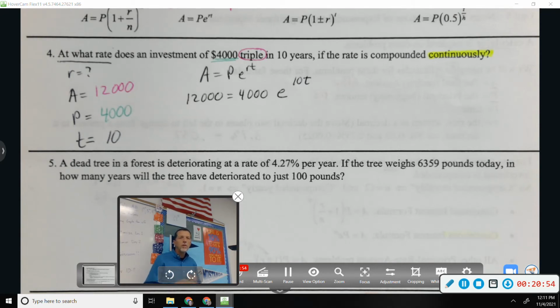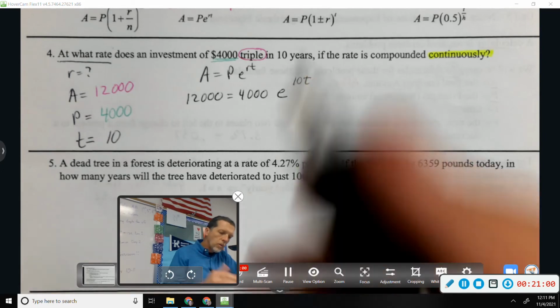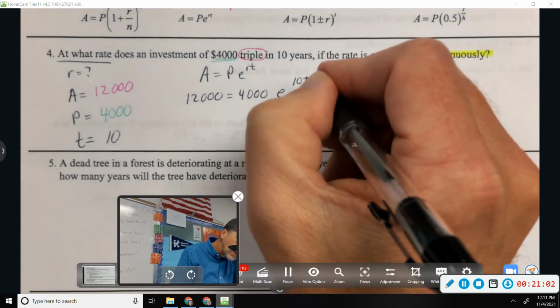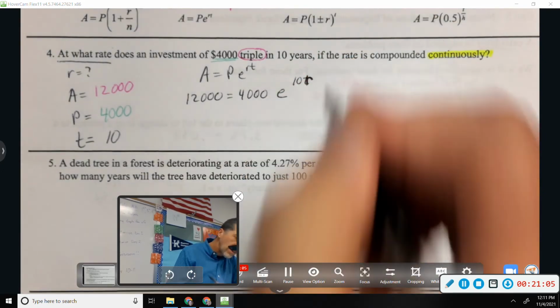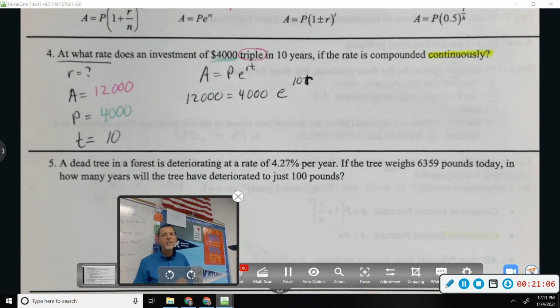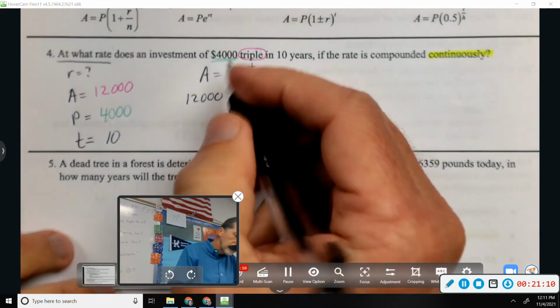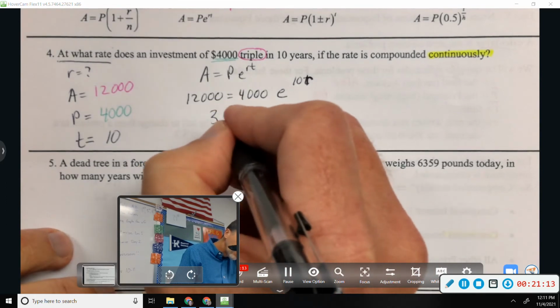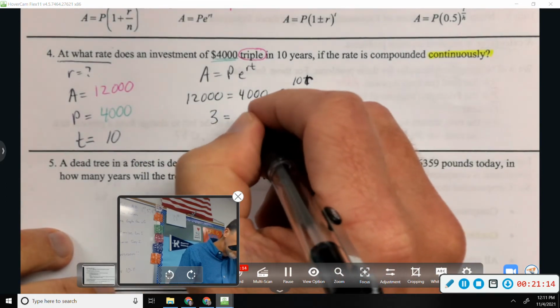What do you want to do next? Wait, is it not the right thing? Oh, you're right. 10 is the t. Yeah, I labeled it the wrong thing. 10r, because r is what we're looking for. Then yes, let's divide by 4,000. So 3 equals e to the 10r.